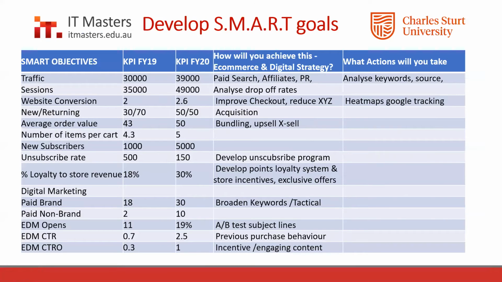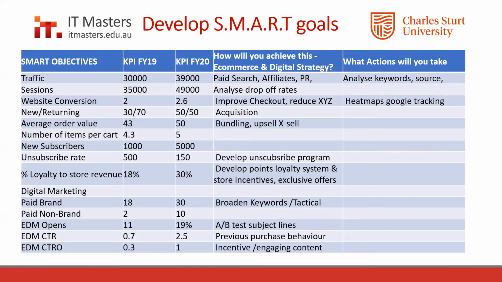I've got an example here of what I roughly use when developing SMART goals, and the information in here is fictional. It's really just to illustrate how to complete it. I haven't completed it all, but number one is KPIs: F19 was 30,000 per month, and we're going to increase that to 39. So that would be a KPI. And how are you going to achieve that?